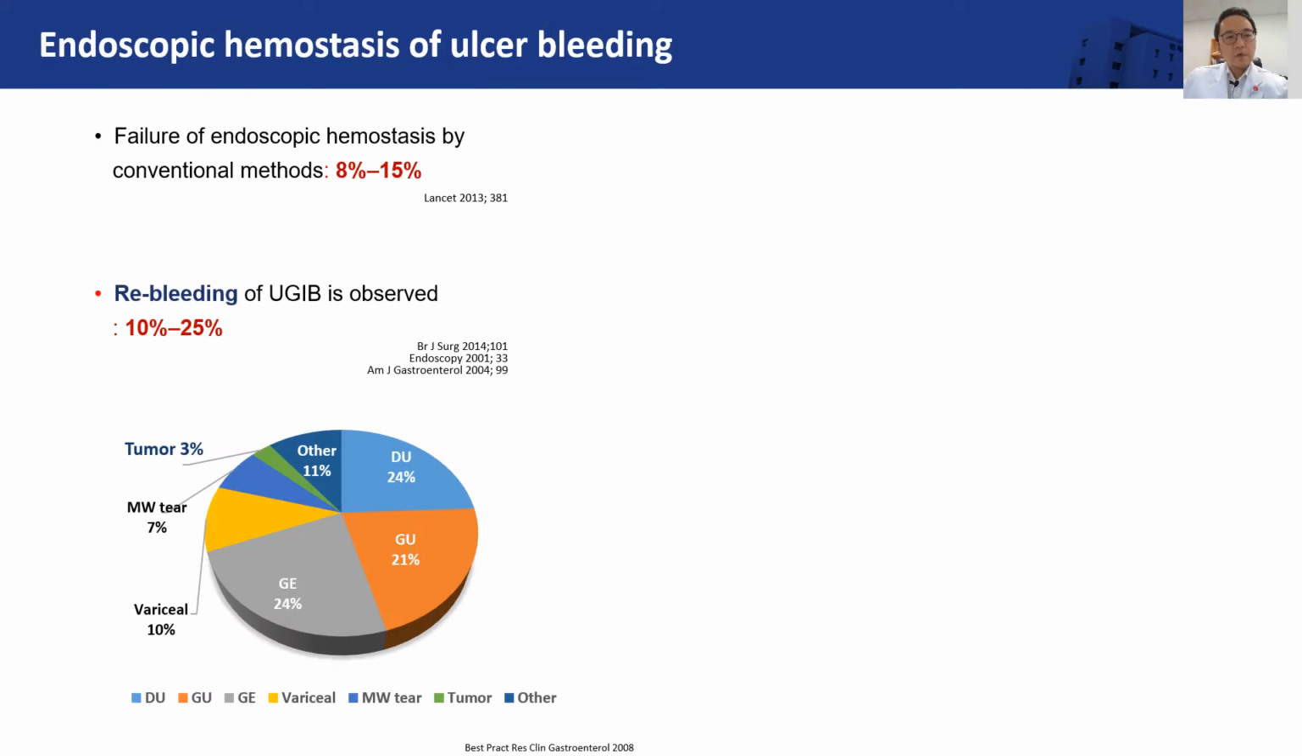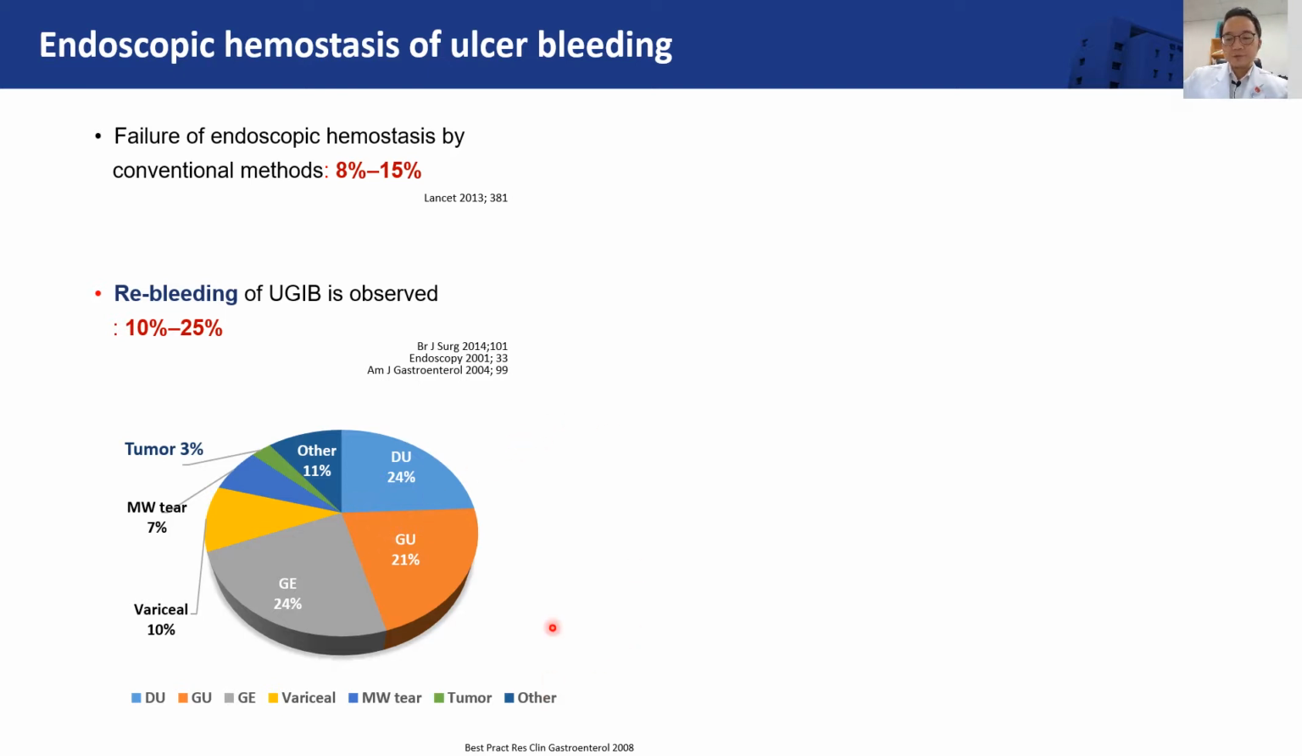Let's talk about endoscopic hemostasis. So failure of endoscopic hemostasis is usually 8 to 15% by conventional methods, and rebleeding of upper GI bleeding is observed at around 10 to 25%. And most of the sources of bleeding are duodenal bleeding or gastric ulcer bleeding.